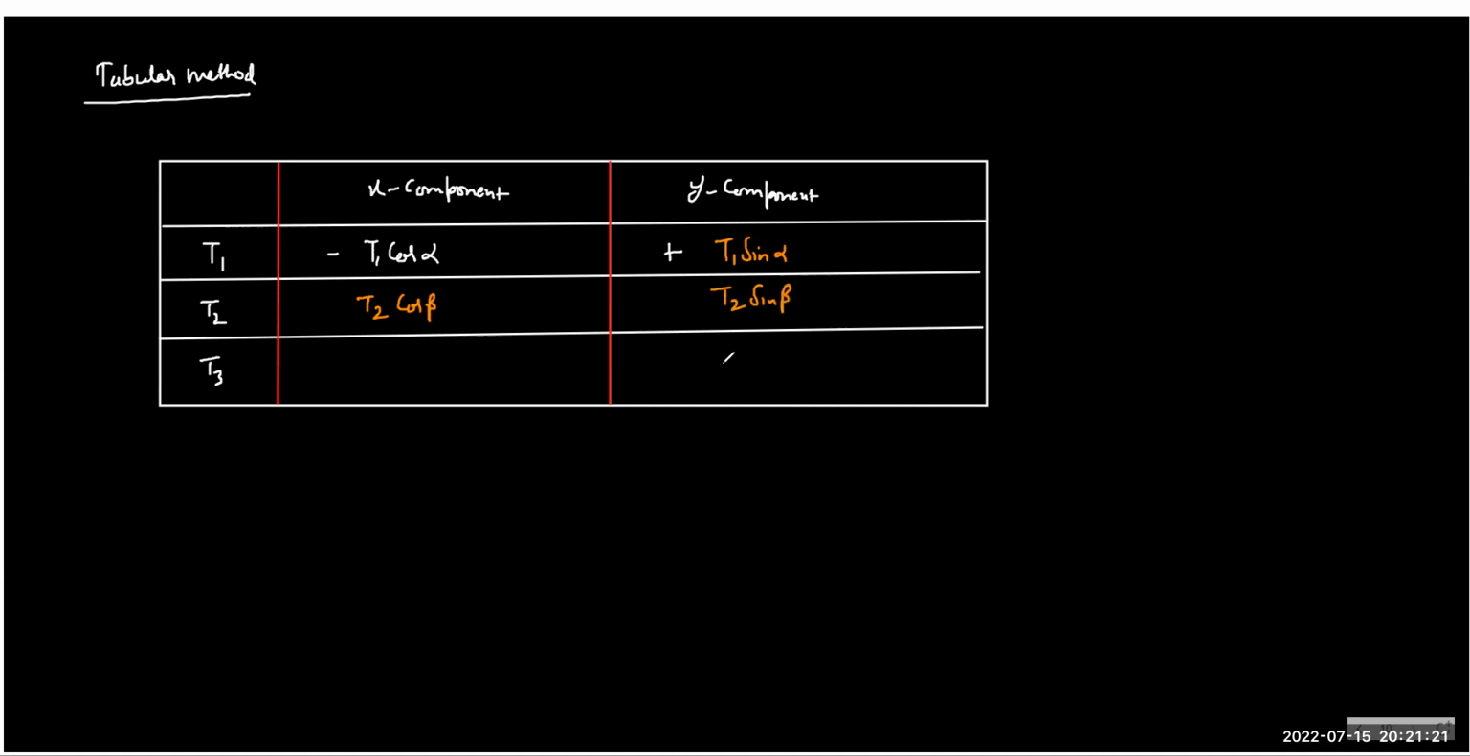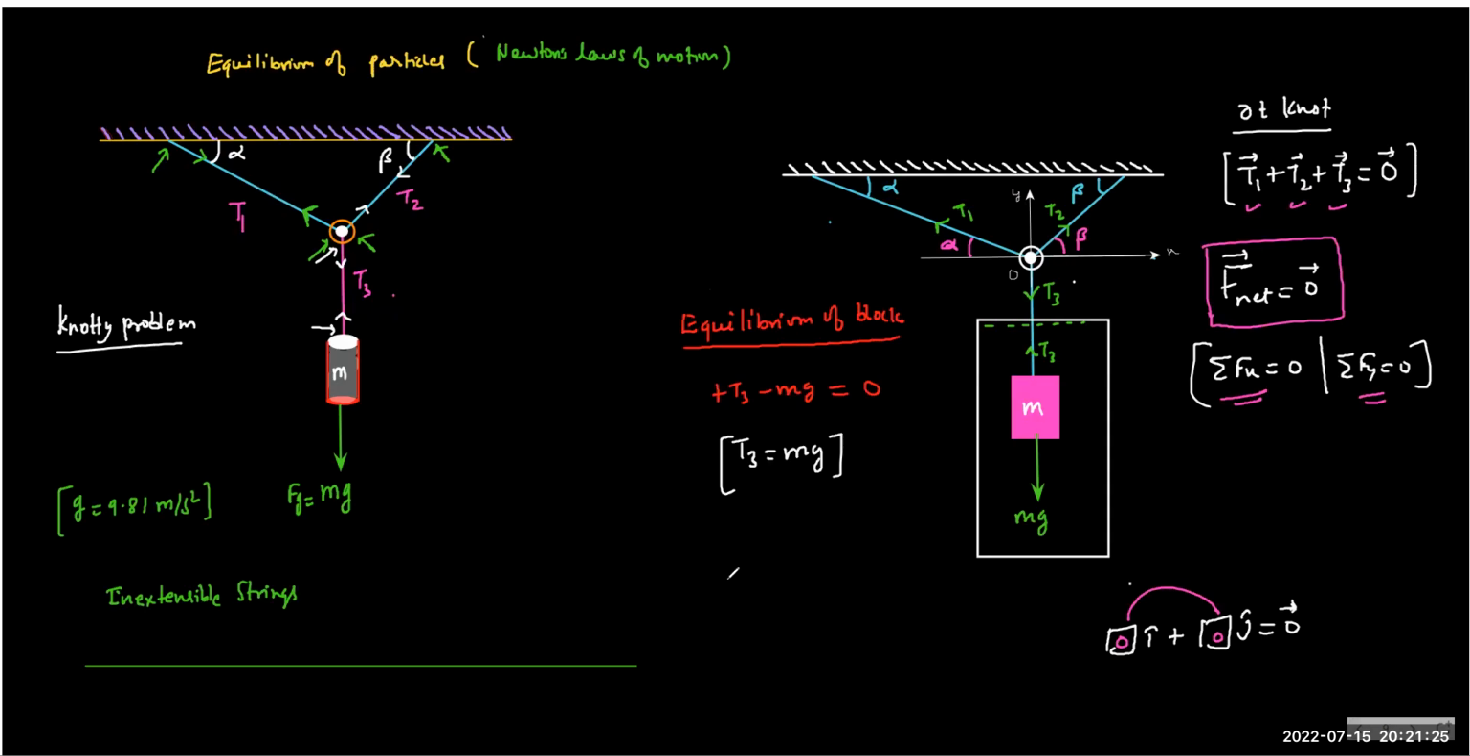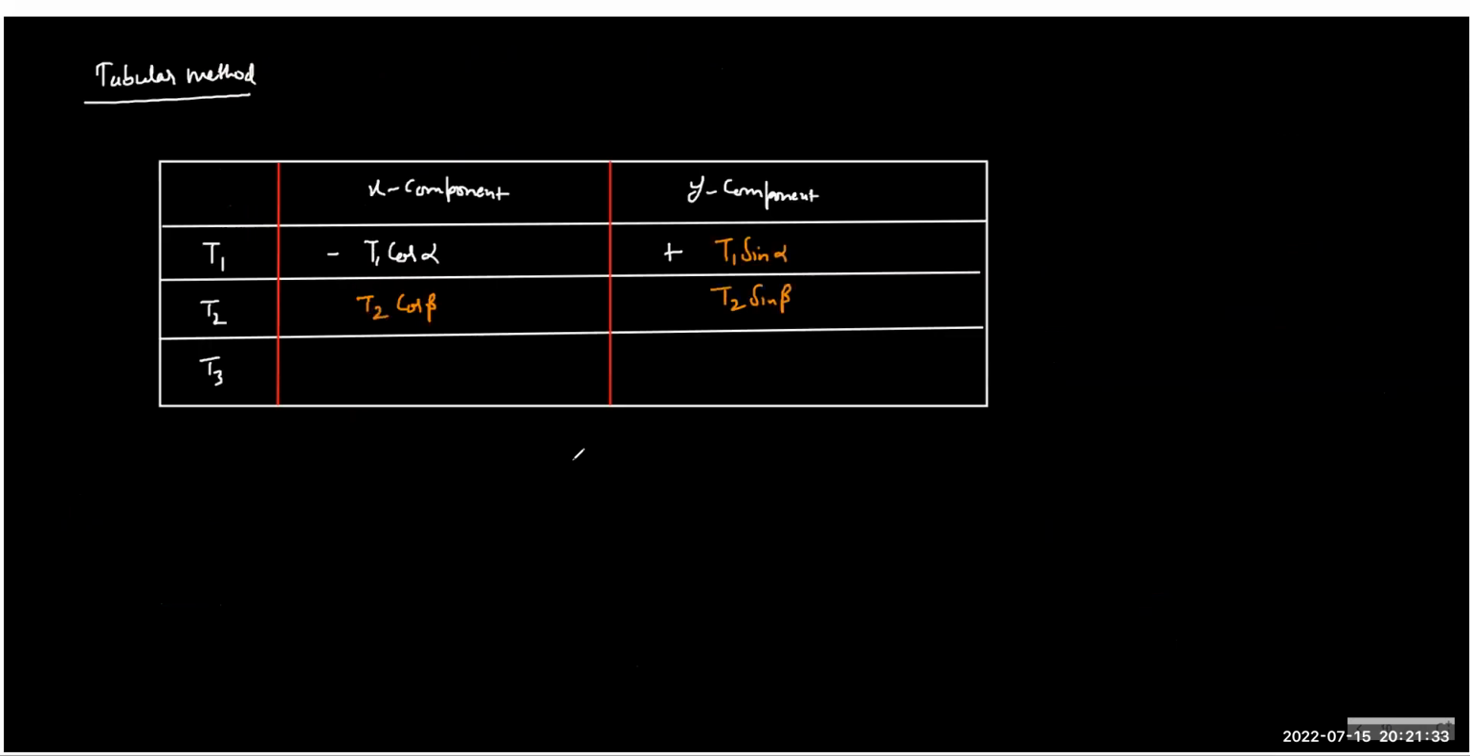Okay, I'm left with the third. Third is simple, I think. Who will tell me the answer? T3 is acting in which direction? Minus y. Exactly. So what is the X component? 0. And this is minus T3, right? And we are done.